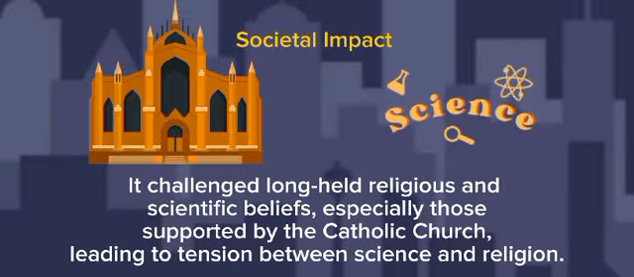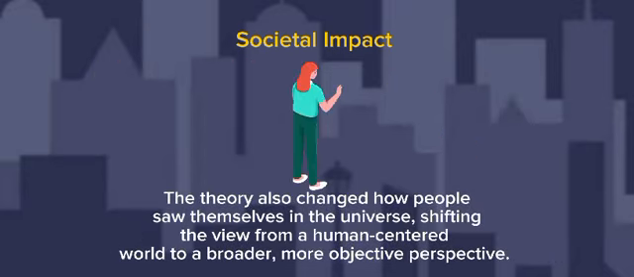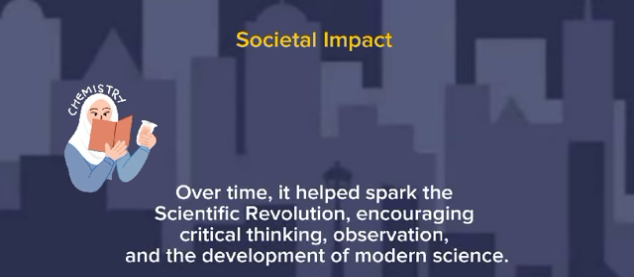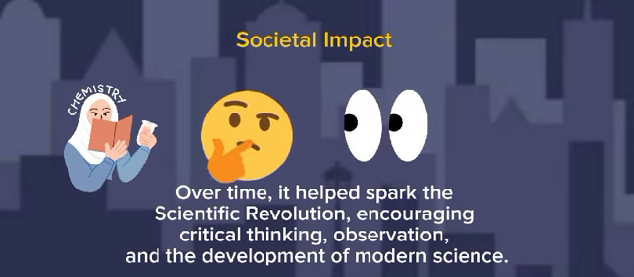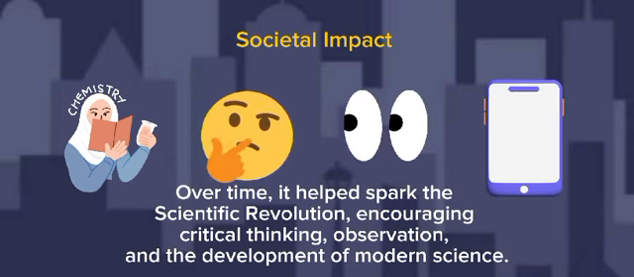Copernicus' theory revolutionized astronomy by shifting human understanding of the cosmos. It laid the foundation for modern science, influencing Galileo, Kepler, and Newton. It also challenged traditional authority in science and religion, encouraging critical inquiry. It marked the start of the scientific revolution.